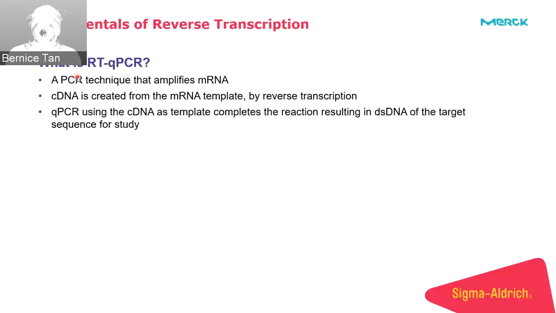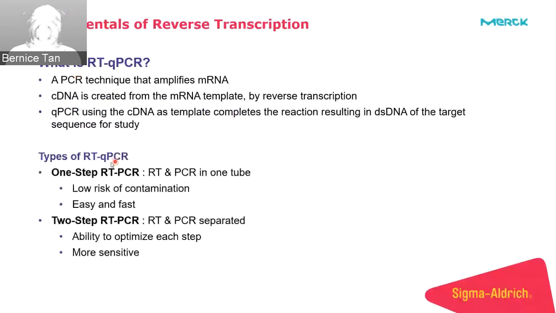Now, I just want to highlight that there are two types of RT-qPCR you might have here at some point. There's one-step and two-step. One-step is where RT and PCR occur in one tube. This is the method of choice for many diagnostic applications, the reason being there's less handling, so there's less risk of contamination. It's also easy and fast to run.